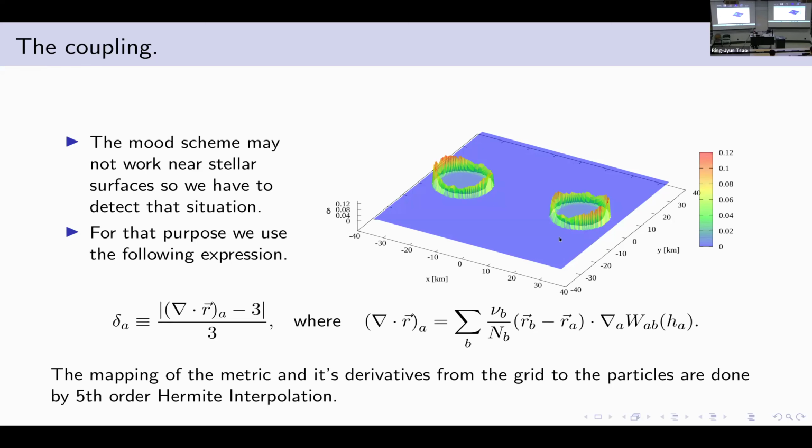And so that is the complicated mapping for the particles to the grid. In order to go the other way, from the grid to the particles, we simply use 5th order Hermite interpolation in order to ensure that the values, first and second derivatives, are continuous.